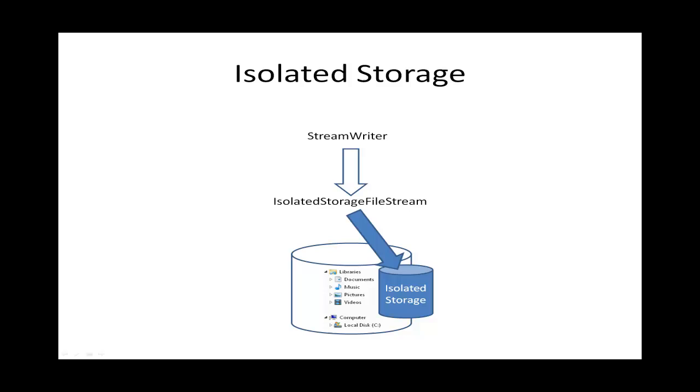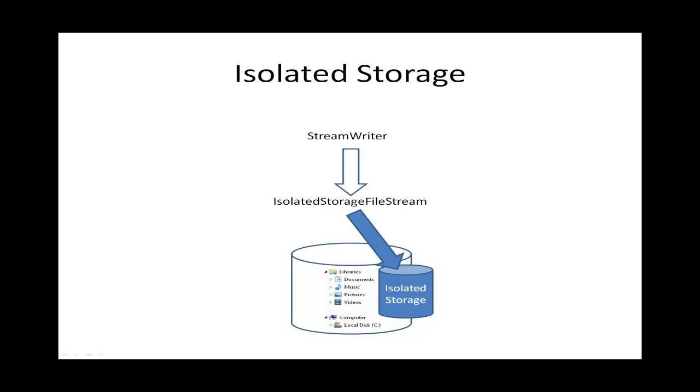Now, the beauty of using streams is you can write to a variety of different media, not just the file system. In the .NET Framework, you probably won't write to the file system all that often unless you need to save a file for use in a different application. Instead, you should use isolated storage. Isolated storage is stored on the file system, so it is permanent. You can close your application and relaunch your application, and the data will still be there.